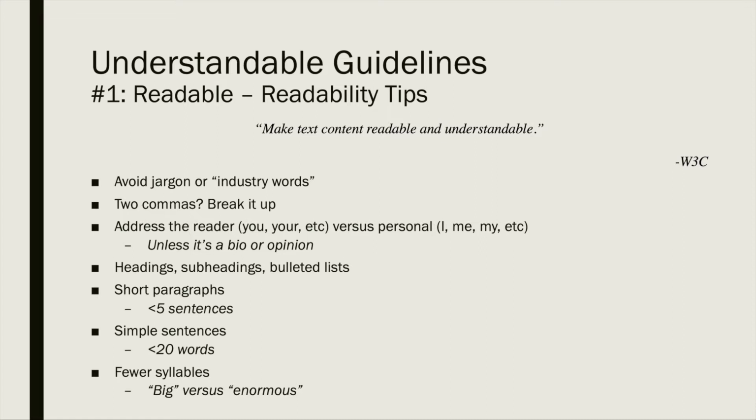You want to use a mixture of headings, subheadings, and bulleted lists to break up the information so that someone can easily scan the information instead of reading the whole article. If their interest piques, they can read the whole article. When it comes to paragraphs, you want to make sure paragraphs use 5 sentences or less to make it easy to understand. When you're using sentences, make sure to use 20 or less words instead of just having one long sentence run on a page. And you also want to use fewer syllables. For example, using the word big versus enormous.